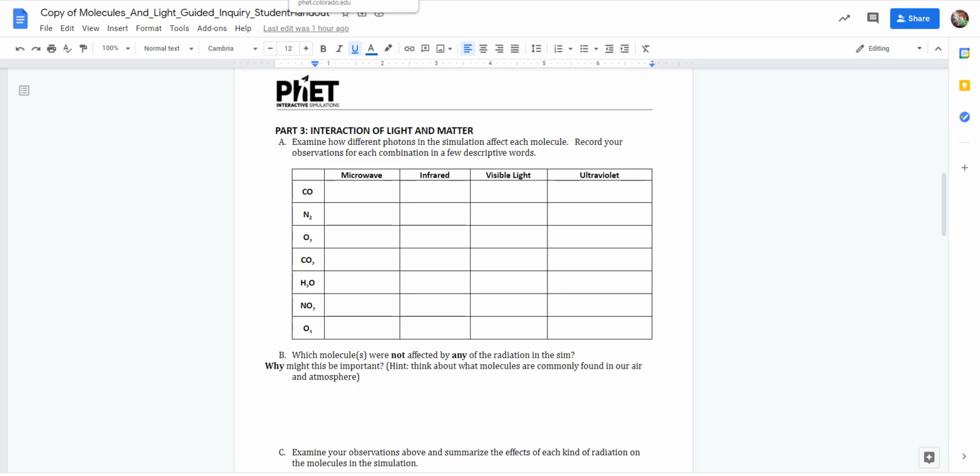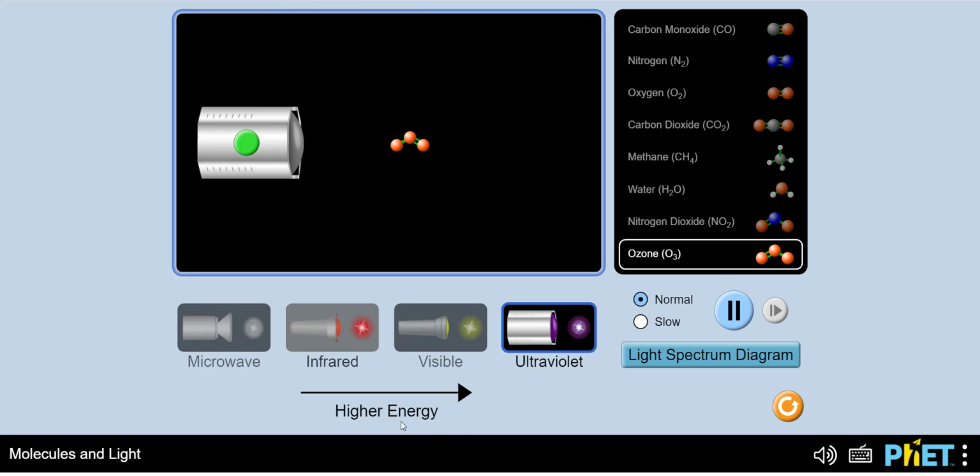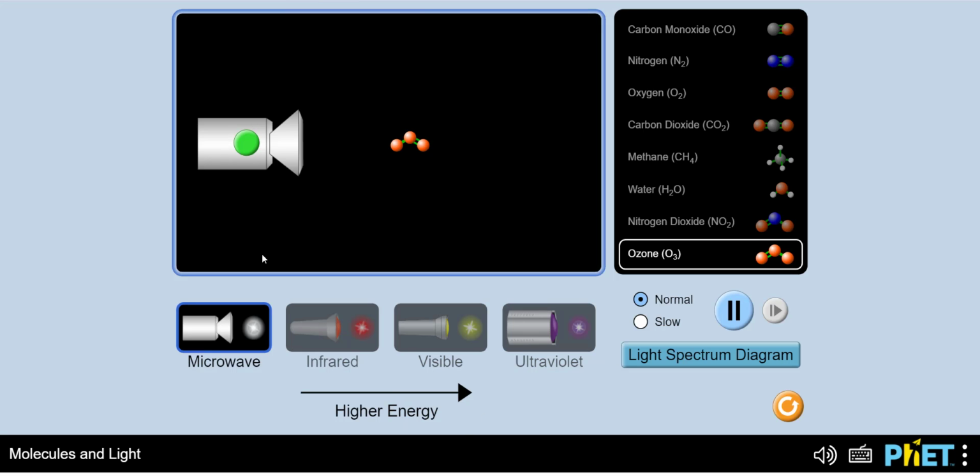But what you're going to do is go back to the simulation, and let's start with microwave since that's the first column. We're going to start with carbon monoxide, which is the first molecule, and then we press this green button. Now when you press the green button, you're going to see little balls of light, which are really photons of energy, they're called, of these different types.